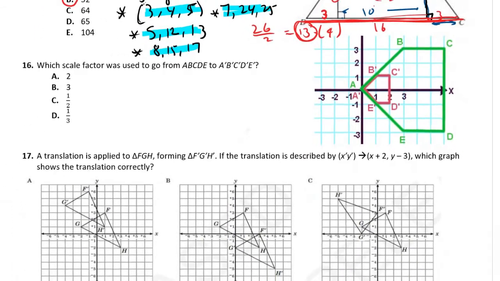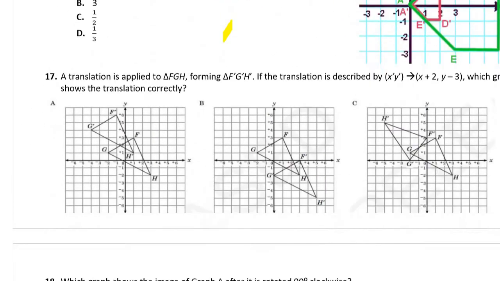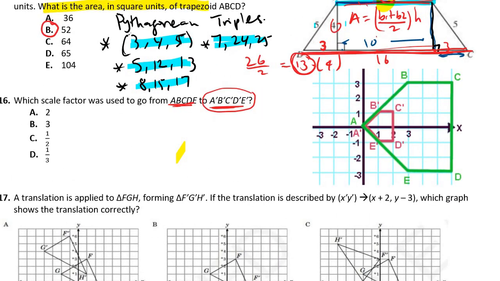The next one has to do with scale factor that was used to go from A, B, C, D, E to this. So now this is the image. The image has prime on them. Be careful with that. See the prime? The little thing over here is the prime. Okay, that's the image. So we're going from the original to the image. So let me highlight the original in blue. This is the original to the image because you're going to be seeing the answer.